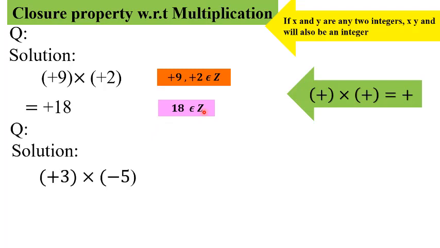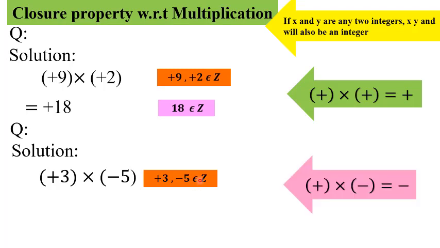Next, another example is plus 3 multiplied by minus 5. Again, both of these two are integers. 3 and minus 5 belong to the set of integers. But here we know that if two opposite signs, that is plus and minus, multiply, the answer is with which sign? Yes, it is with minus sign.